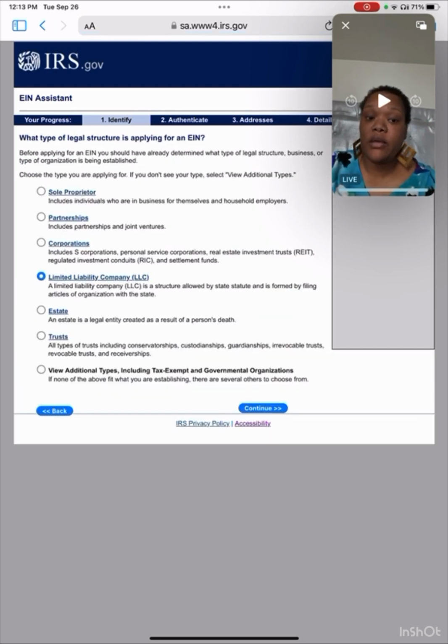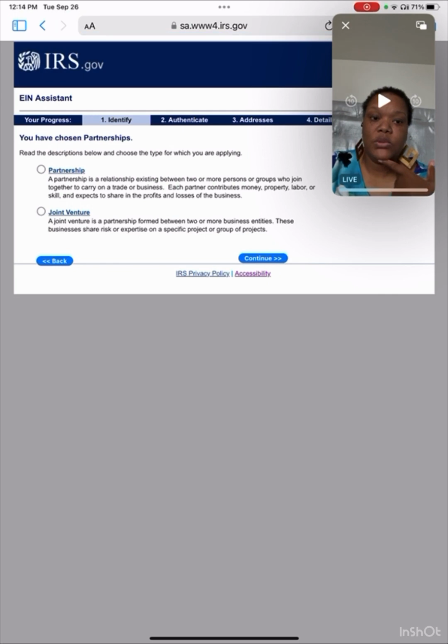So I'm going to go back and show you what happens with a partnership. A partnership is a relationship existing between two or more persons or groups who join together to carry on a trade or business, and then it's a joint venture. A joint venture is a partnership formed between two or more business entities. These businesses share risk and expertise on specific projects or group projects, right?